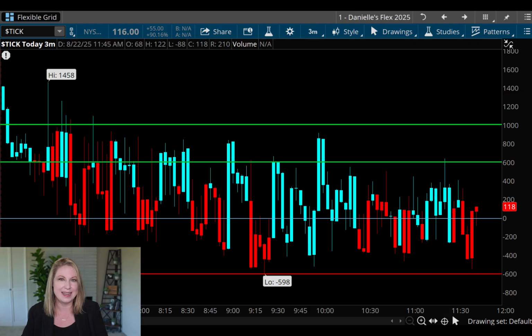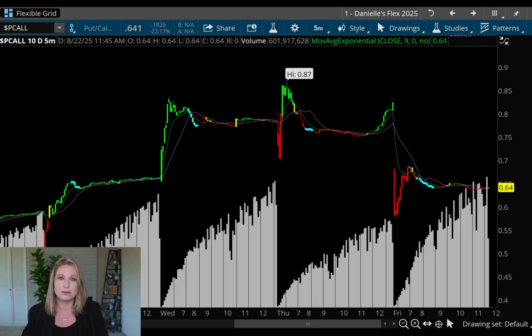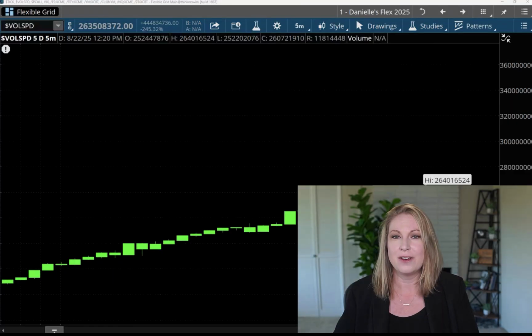The NYSE tick tells you how many stocks are trading on an uptick versus a downtick. The put-call ratio measures the ratio of puts to calls. And the vol spread measures the up versus down volume in the S&P 500, and it helps traders compare buying versus selling pressure. These tools let you see if the market is truly supporting your trade idea or if you're about to swim against the tide.